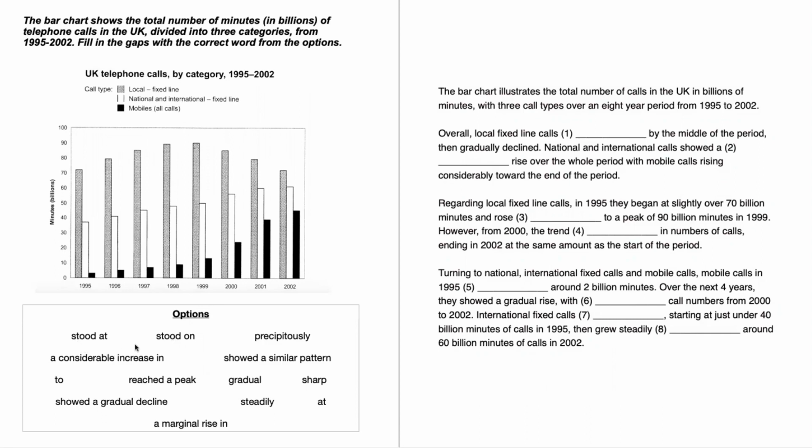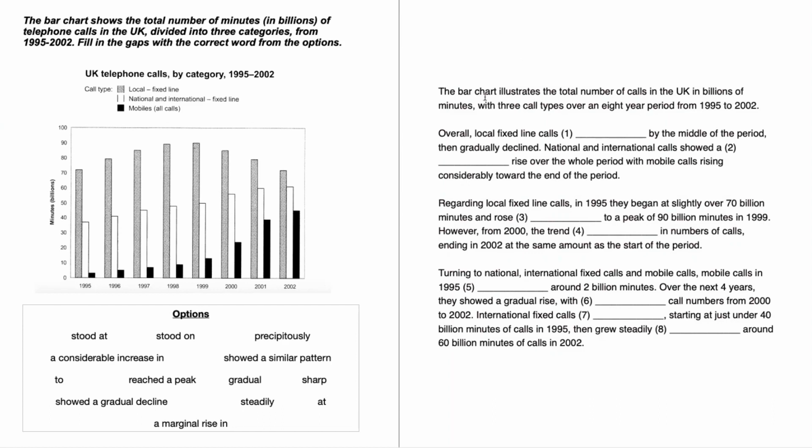We see stood at, stood on, precipitously, a considerable increase in, showed a similar pattern. Then in our third line, we have to, reached a peak, gradual, sharp, showed a gradual decline, steadily, at, and a marginal rise in. You really want to use all your knowledge with adverbs and adjectives and the vocabulary we looked at today. This is also a great review for grammar. So what you could do is pause here and see if you can do this on your own and see which answers you get. Not all of the options will be used, but those that are used will be used once. So again, like I said, you can pause here. If not, we can do it together. I'm going to read this with you and then explain the answers.